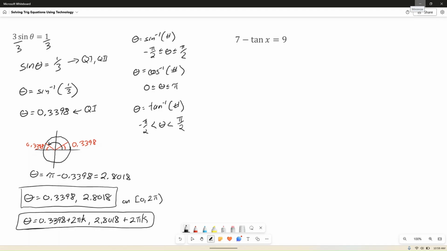And whether or not you have to give the solutions on 0 to pi or express all the solutions just depends on the directions of whatever problem you're looking for. What's your end goal that you're trying to solve for? Okay. All right, let's try one more here.